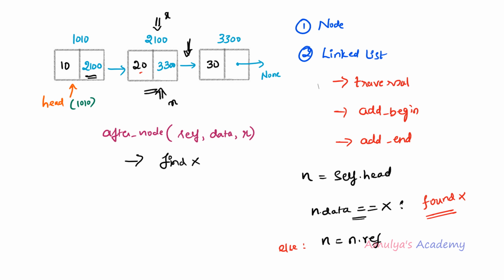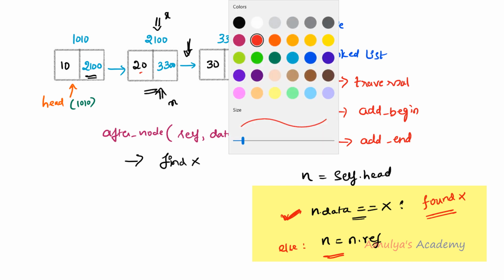But if it is not x value, then we need to move to the next node. For that we need to use this n equal to n dot reference, and we need to compare the data. That means I need to execute this statement. That is, I need to compare the data of each node with the x, as well as if the data is not matched with the x, I need to increment the n value. We need to do this continuously until we get the x value, or after traversing the entire linked list. I need to execute this statement again and again. For that we need to include this within the loop.